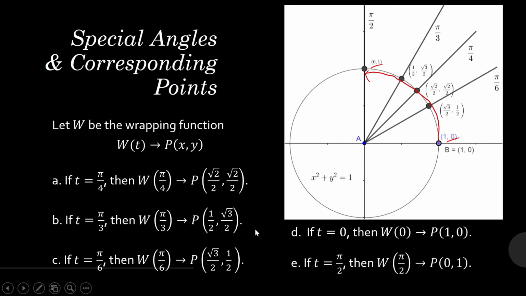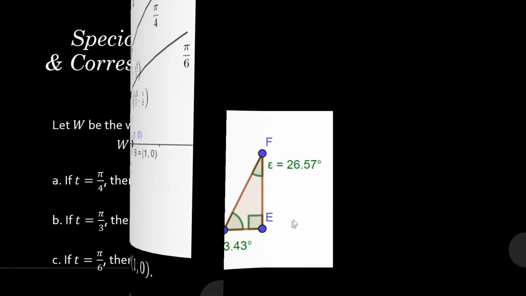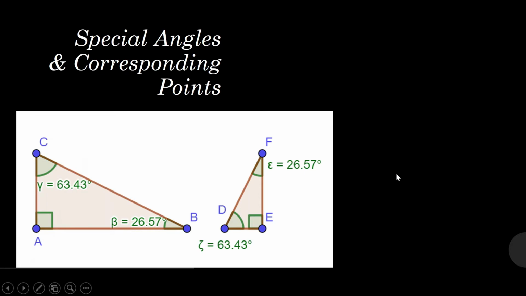So in this video, we will present an informal proof for pi over 4. So why is it that the corresponding point for pi over 4 has this set of coordinates? Before we go there, let us review our understanding of similar triangles.